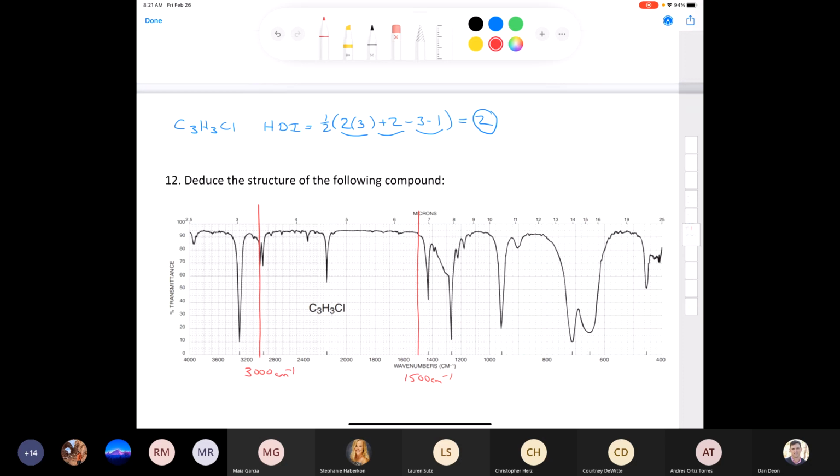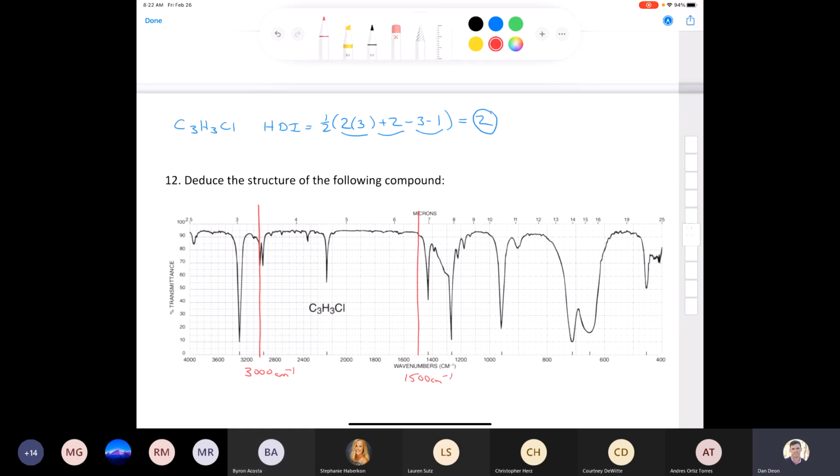Anybody? Let me maybe draw your attention. Do you see anything above 3000? Are there any signals above 3000? The answer is... How about, yeah, the peak at 5,000 for the double bond?